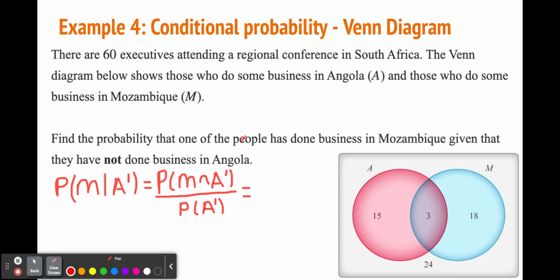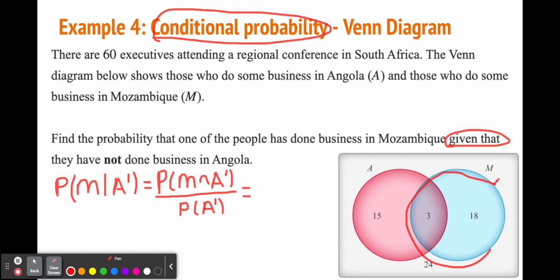So find the probability that one of them has done business in Mozambique, given that they have not done business in Angola. So that means the not is our complement of A. And every time you see this keyword, given that, this should automatically link us that we're doing conditional probability, and we have the formula in the formula booklet. Okay, so first off, probability of M and not A. So this means it's the intersection of what's happening.